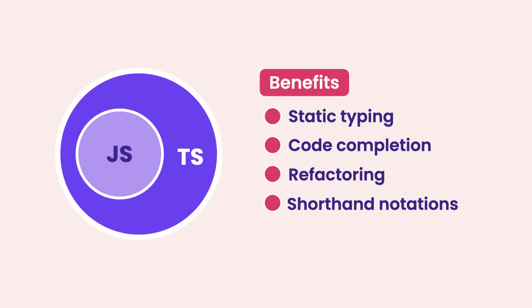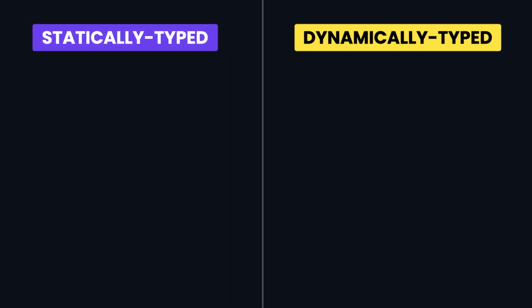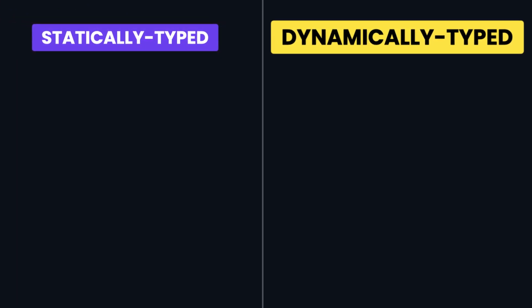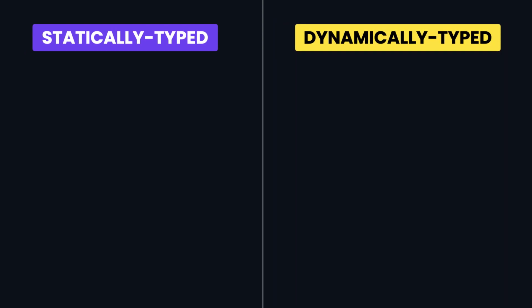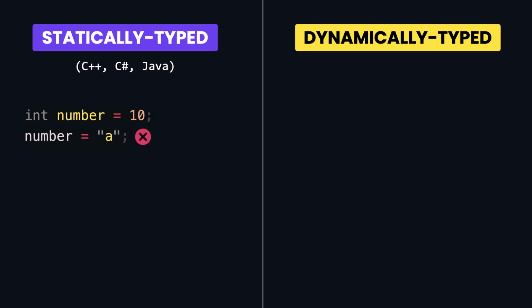What does that mean? Well, we have 2 types of programming languages, statically typed and dynamically typed languages. In statically typed languages like C++, C#, and Java, we know the type of variables at compile time, or while coding. For example, we can declare a variable of type integer, and this variable can only hold integer values, nothing else. So we cannot set it to a string or another type of object.